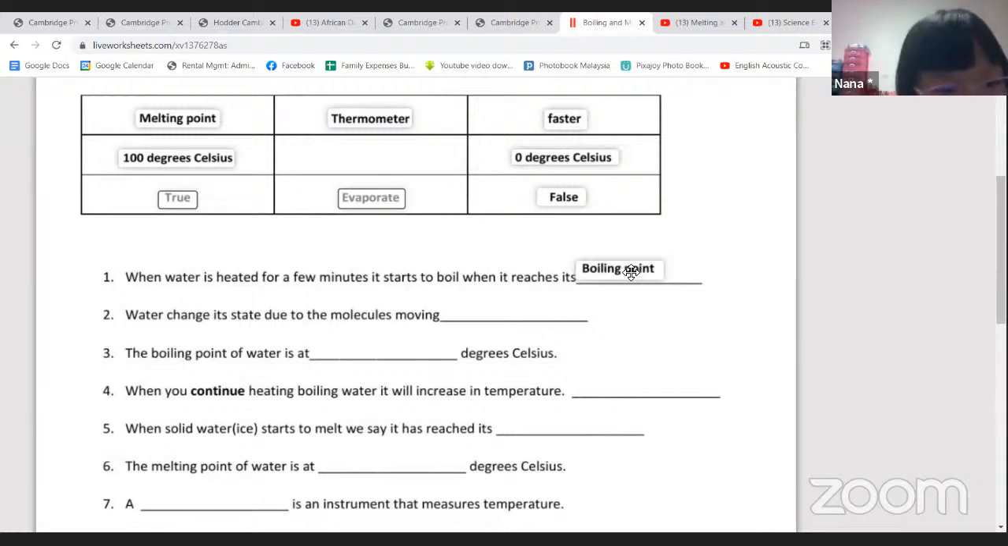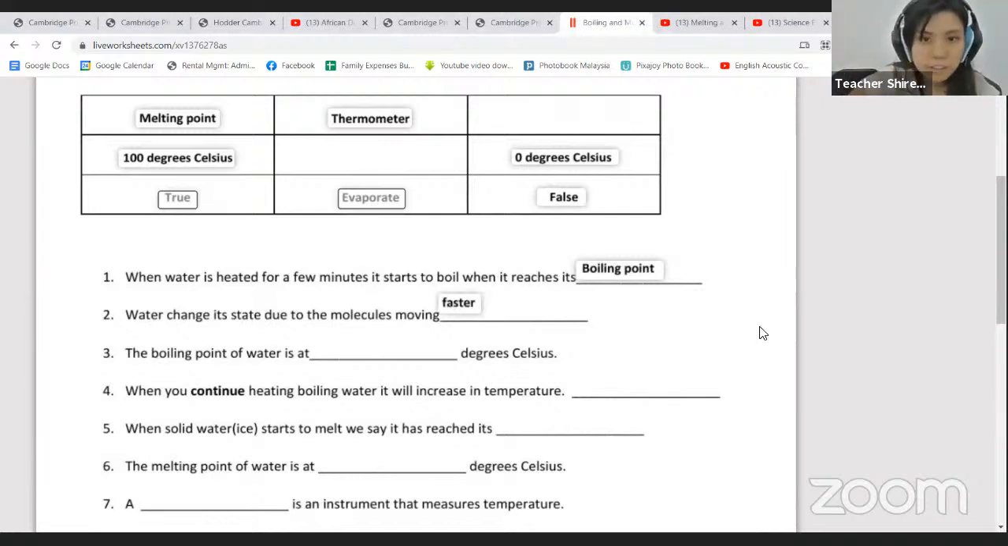Water changes its state when the molecules are moving faster. Molecules are also called particles. Molecules and particles have the same meaning. Okay. That's right. Moving faster.